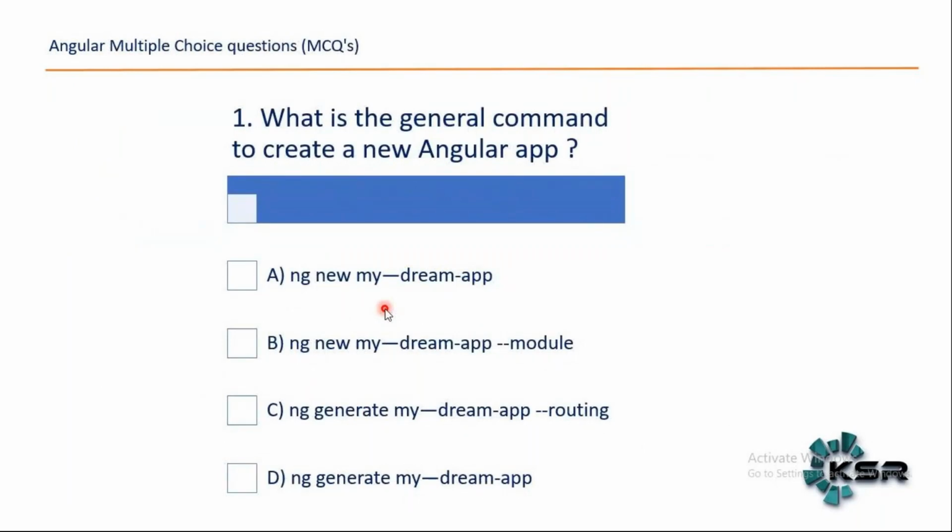Right now, we'll get into the question. What is the general command to create a new application? We saw how we can create it. The first option is ng your app. The second is ng your app --module. The third is routing. The fourth is generate, not new. What is the correct option to choose? Let us give a few seconds for you to decide the answer, because it is so simple, but we have to make sure you understand it or not.